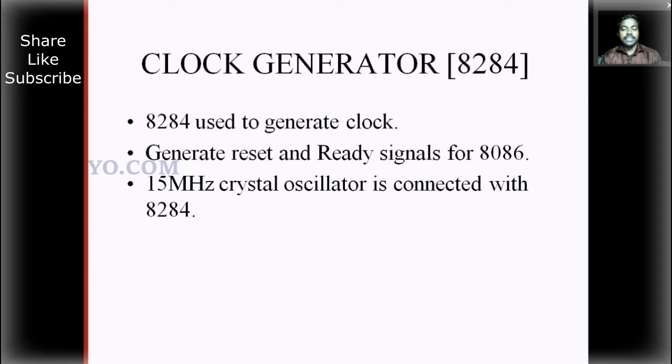Then the clock generator, which is used to generate the clock pulses. These clock pulses are used to operate the 8086 microprocessor and the memory devices such as RAM and ROM, and some IO devices also. The clock pulses are used to synchronize the devices. The 8284 is used to generate the clock. It also generates the reset and ready signals for the 8086. The 15 MHz crystal oscillator is connected with the 8284 and generates the frequency for the 8284 clock generator.